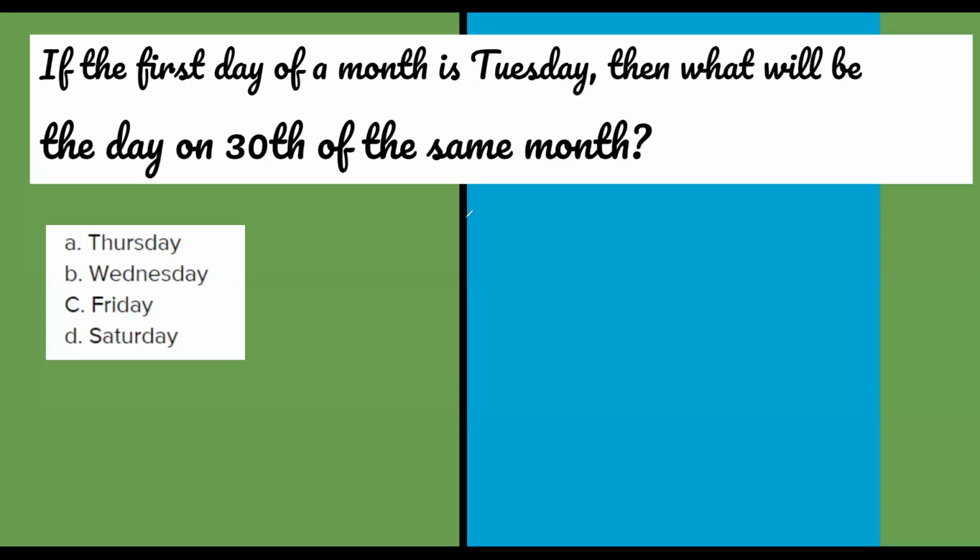Now you see this question. First day of the month is Tuesday. What is the 30th of the same month? You're not concerned whether it has 30 days or 31 days. So the difference is how much? 29. When you find the difference as 29, you divide it by 7. We are only concerned about the odd number of days. So 1. That means Wednesday would be the answer.